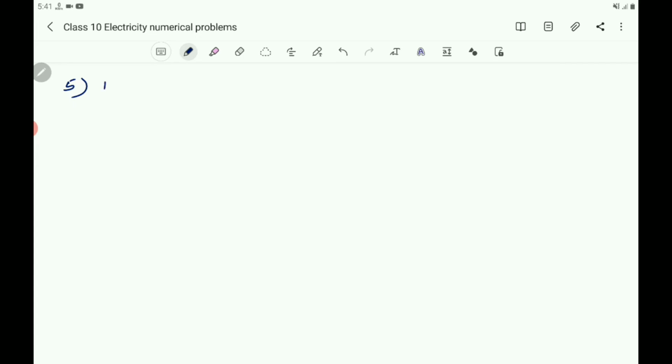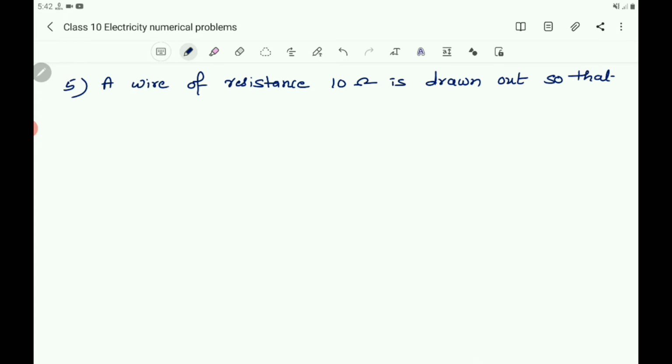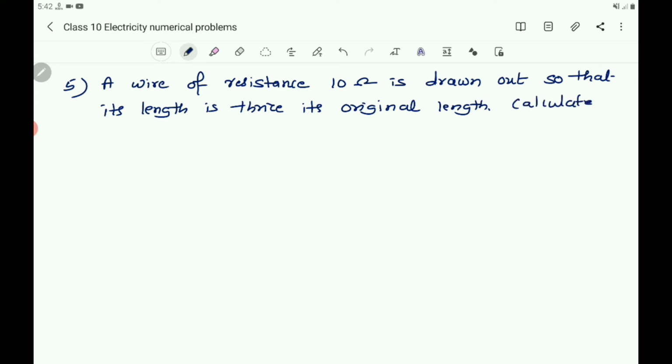A wire of resistance 10 ohm is drawn out so that its length is thrice its original length. Calculate its new resistance.